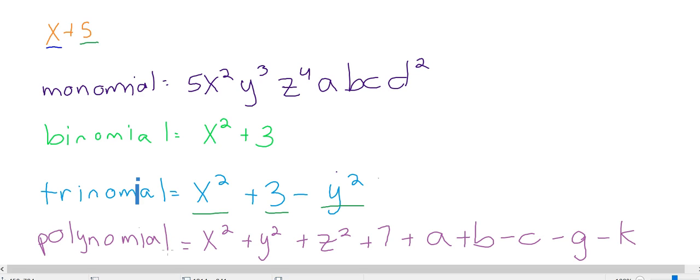A binomial is a type of polynomial. A trinomial is a type of polynomial. But once you get past 3 terms, we don't have special names for them anymore. They're just called polynomials. So a binomial could also be called a polynomial, but we have a special name for it because it has 2 terms. A trinomial is also a polynomial, but we have a special name for it because it has only 3 terms. A polynomial is anything that has something being added or subtracted to or from it.